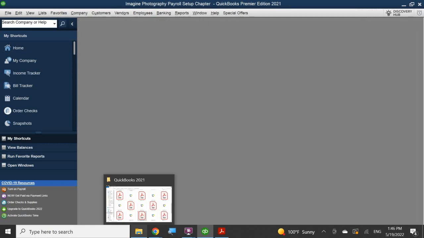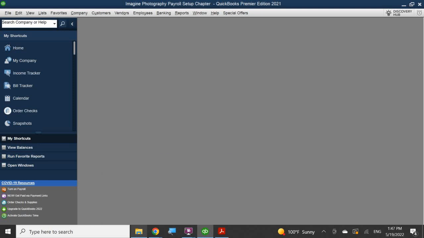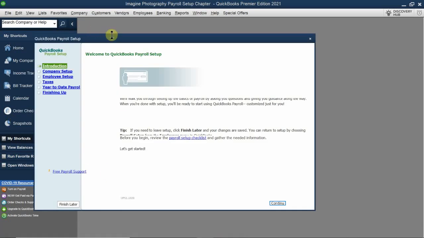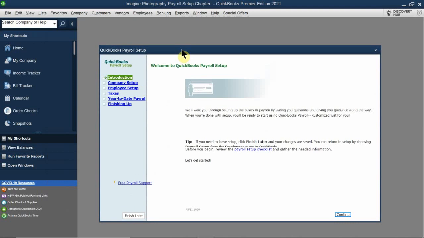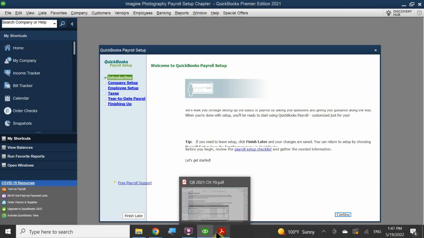If I go ahead and click on this, it takes me to a little miniature interview for setting up what I need in order to successfully pay my employees. Here it is. You get this window, and it's broken down into 4 components. We're going to start with the company setup, then the employees, then the taxes, and then year-to-date information. This is where I'm going to begin my payroll setup.